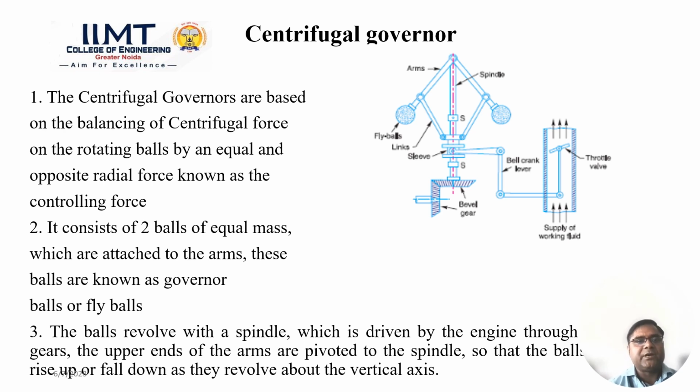So basically, the centrifugal governor, I have already discussed. The centrifugal governor consists of two balls of equal mass which are attached to the arms. These balls are known as the governor balls or fly balls. And these balls are basically revolved with the spindle, which is driven by the engine through the gears. And the upper ends of the arms are pivoted to the spindle so that the balls rise up or fall down in the vertical axis.